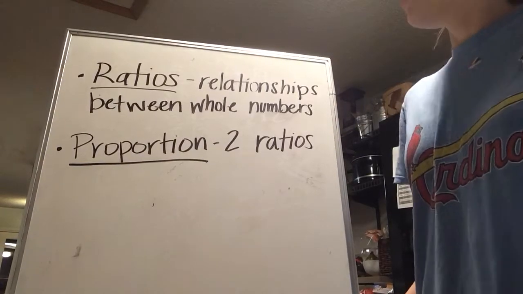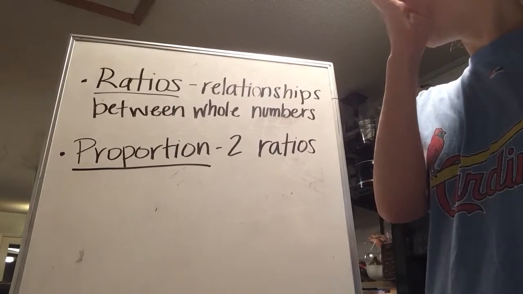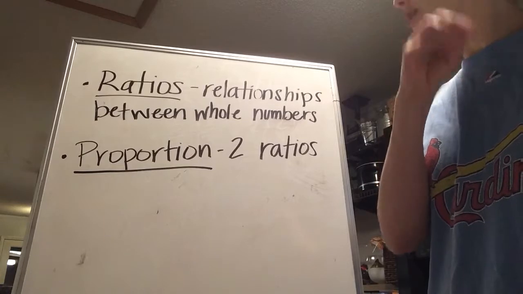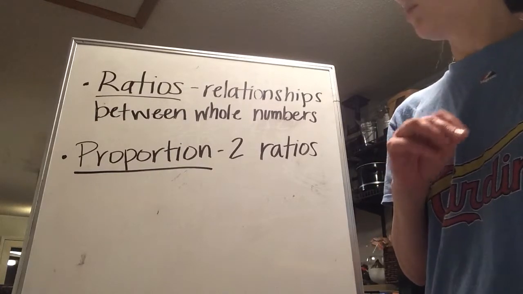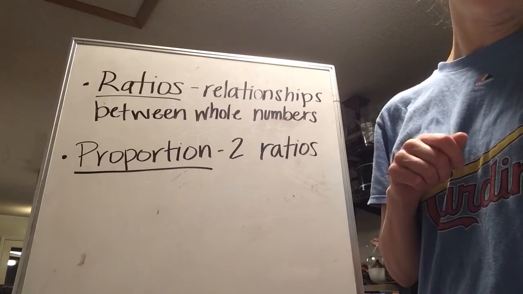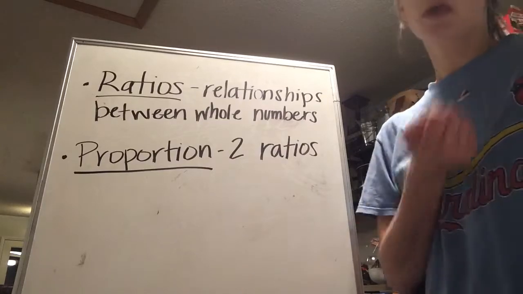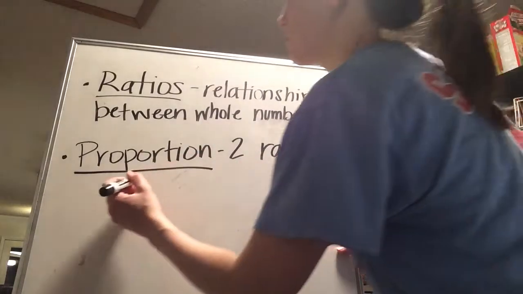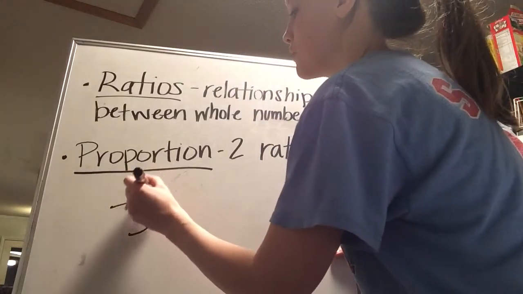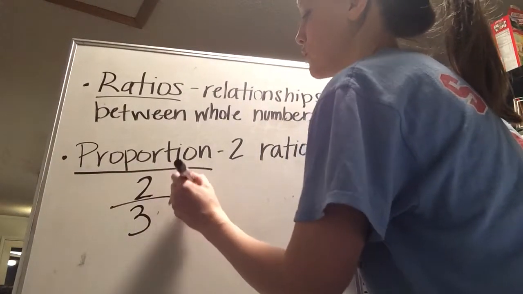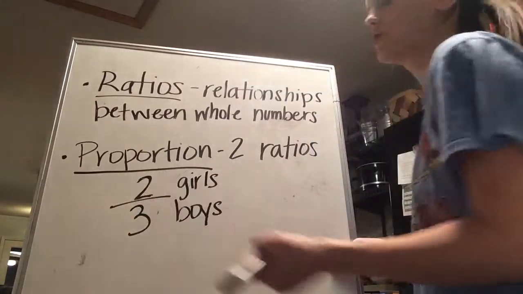So this lesson was over ratios and proportions. A ratio is the relationship between two whole numbers. So that's important to remember: when we're dealing with ratios, we're dealing with whole numbers. And then a proportion is two ratios. So the example they give is 2 to 3. In a class, for every 2 girls, there are 3 boys. So 2 girls to 3 boys.